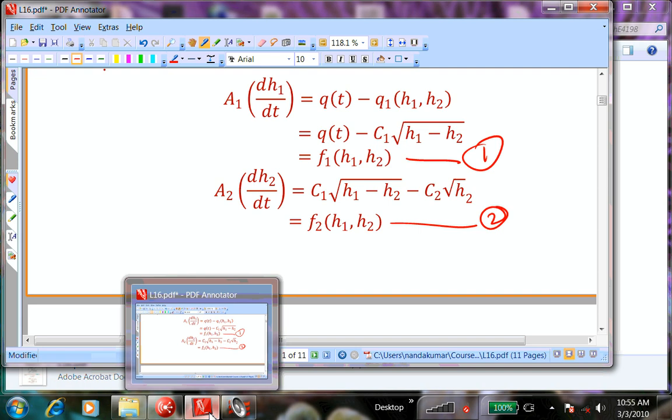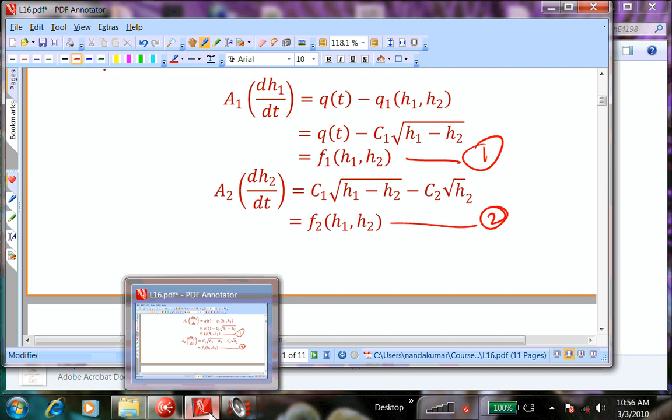This is f of x. X is the input of a nonlinear function that has a number of variables. It could be 10 variables in 10 equations. The same idea will work. Okay? And then I'm evaluating the first function, and I'm going to evaluate the second function, f of 2 equals, now, f2 is equal to c1 times sqrt of h1 minus h2, okay, minus c2 times square root of h2.